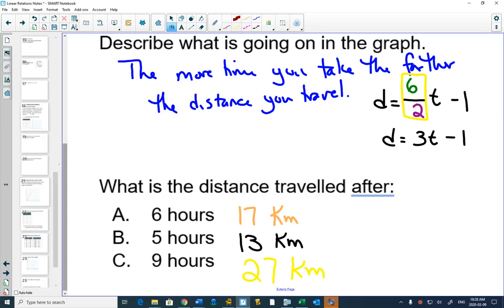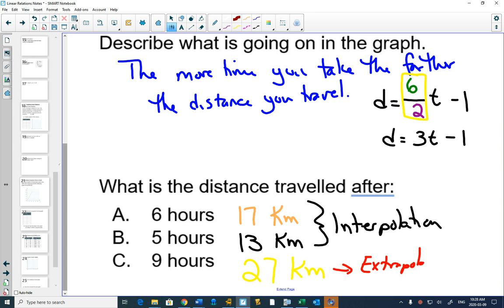So again, these ones were interpolation because they were in our data. This one hit the red line. That's outside our data. Extrapolation. So you can see that sometimes if you color code things, it can be really helpful for understanding or seeing what's happening.